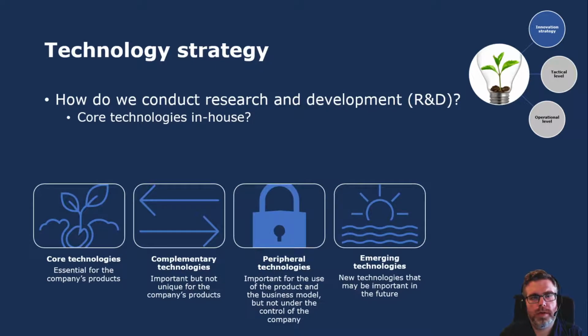Okay, so let's talk briefly about the technology strategy. And this strategy is about how we conduct research and development, R&D, within our company.